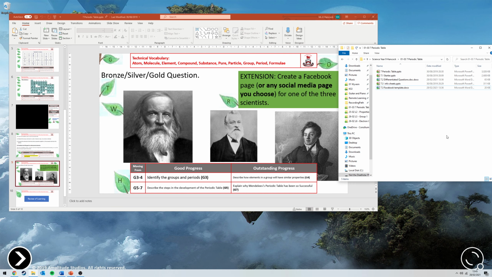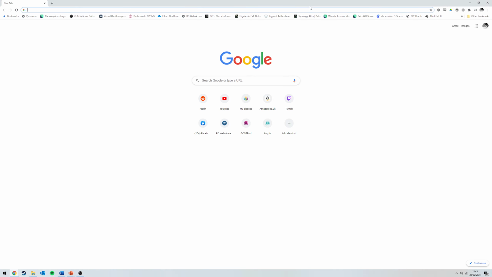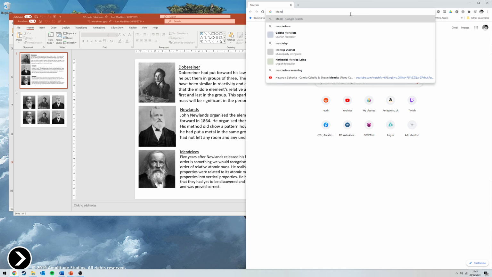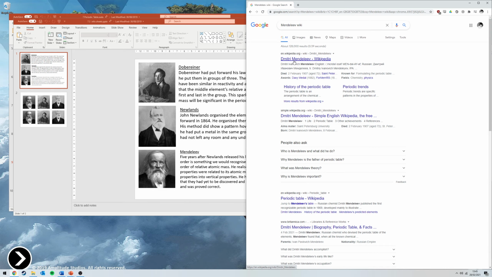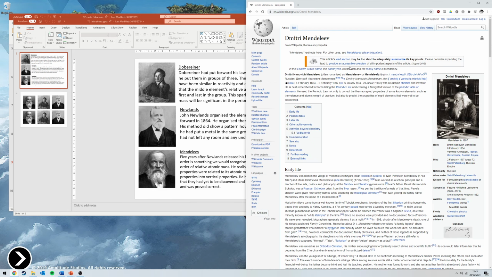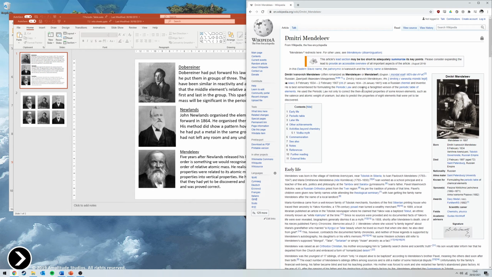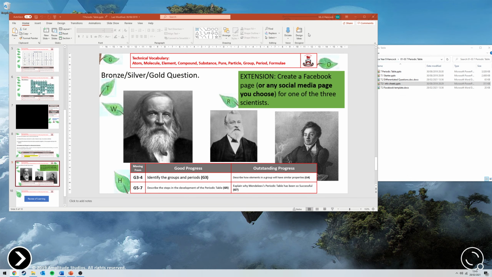Create any social media page. It can be an Instagram page, it can be whatever you want, using these information sheets or using the internet. So if I typed in Mendeleev wiki, there we go, Dmitri Mendeleev Wikipedia. This has got everything about him. So you can pick information from here to make it if you want, and it's up to you for the research. And that is everything I'd like to do.